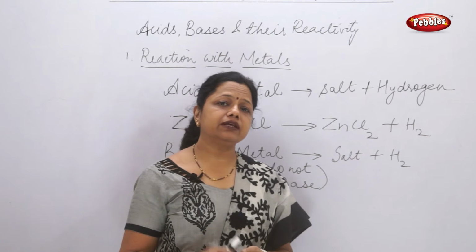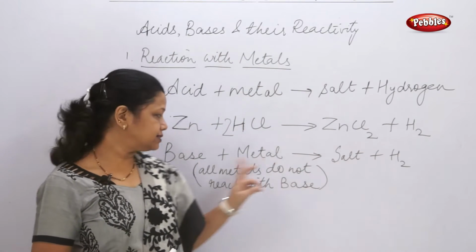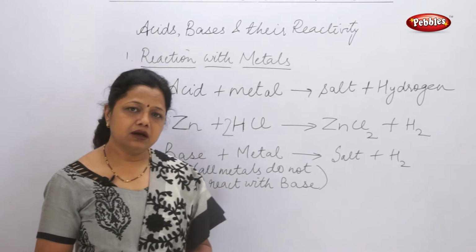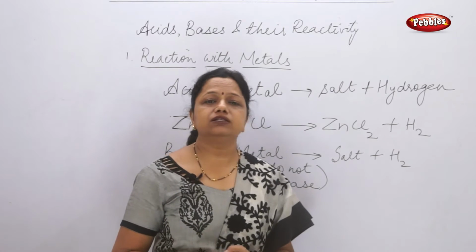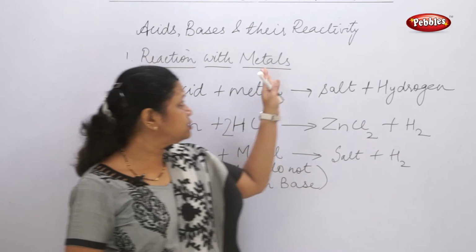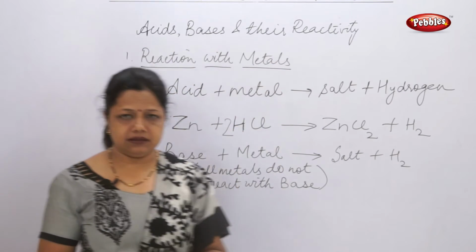Amphoteric metals, when they react with acid, give salt and hydrogen. As I have written, all metals do not react with base. The amphoteric metals are generally reacting with base, giving out hydrogen. So this is the general reaction of metals with acids.